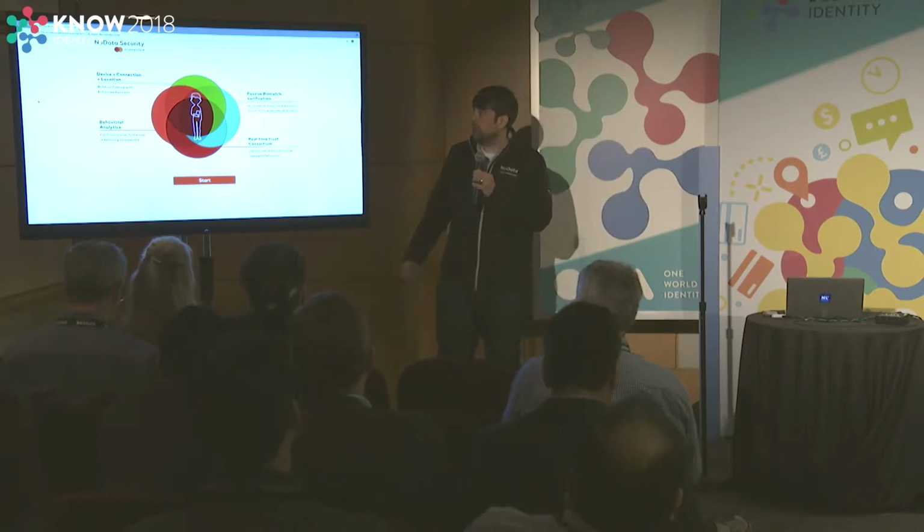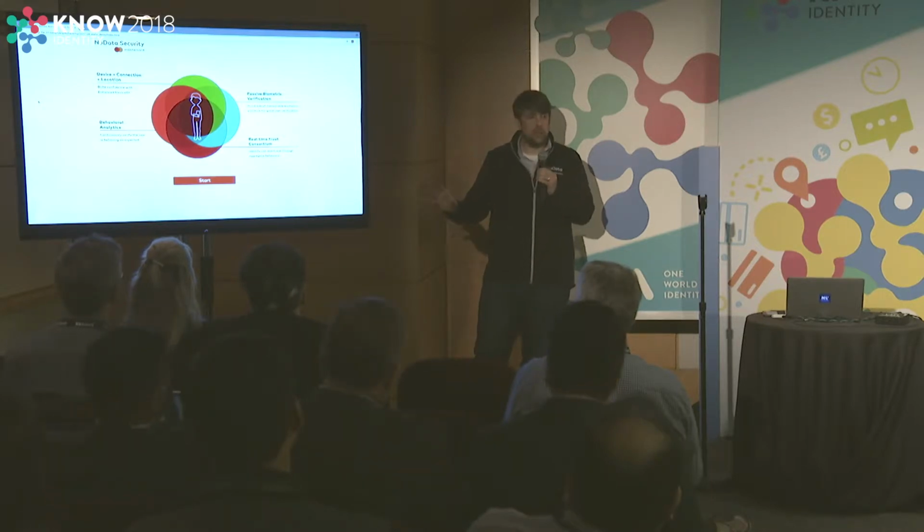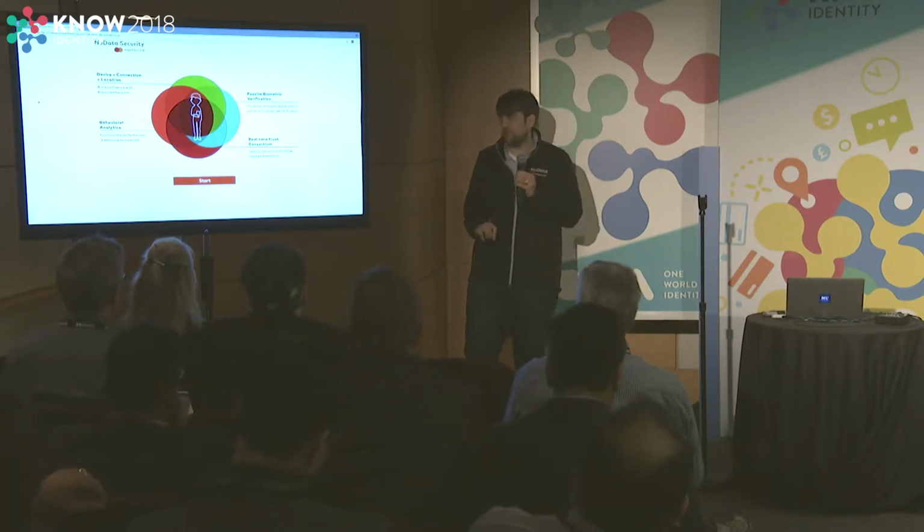The layers include device, connection and location. I think device ID and geolocation intelligence is pretty basic. Everybody understands that. But I think it's still extremely important in understanding who that user is.